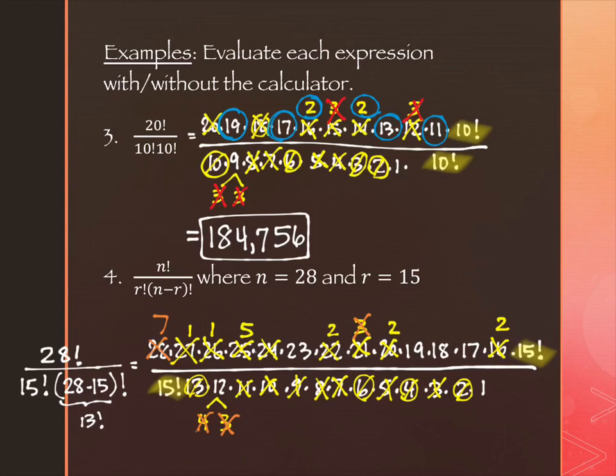Okay, all good? Now we got to capture them all, right? Make sure we don't lose any along the way. Okay, so I have 7. I'm going to skip the ones just because they don't change any values. I have a 5, 23, 2, 2, 19, 18, 17, and 2. Lots of pieces. This is our biggest number so far today. What do we get when we multiply these out?